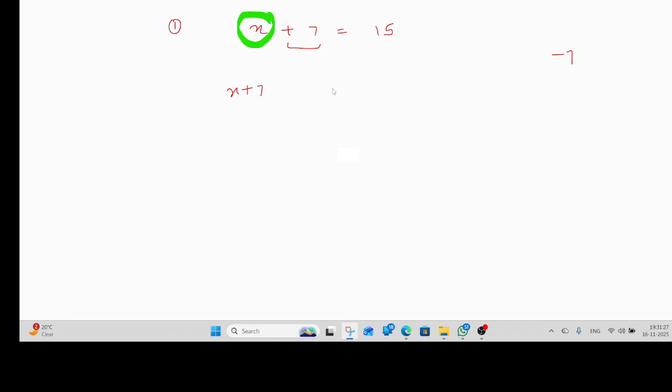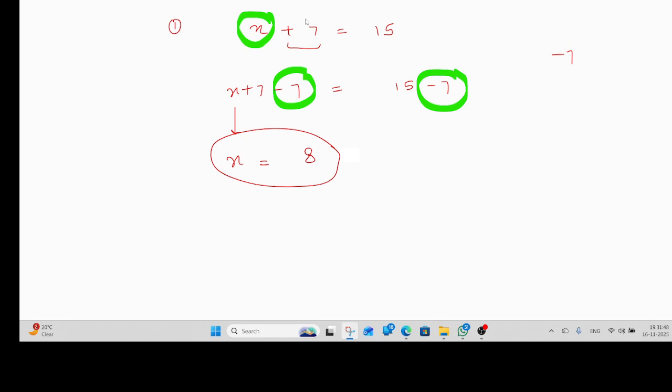First we write what is given, the same equation. Now we subtract 7 from both sides. This is what we have done, right? Both sides, to keep a balance. This plus 7 minus 7 will cancel out, it becomes 0. We are left only with x, and on this side 15 minus 7, which is 8. So our answer is x is equal to 8.